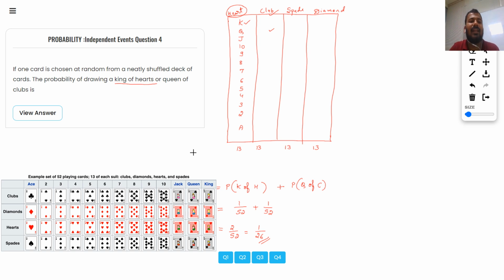For your clear understanding, I'm displaying the deck of cards over here. You can see we have got 4 groups: heart, club, spade, and diamond, and each set will have 13. And also you can see that 2 sets will have black and 2 sets will have red colors. And I hope it is clear.